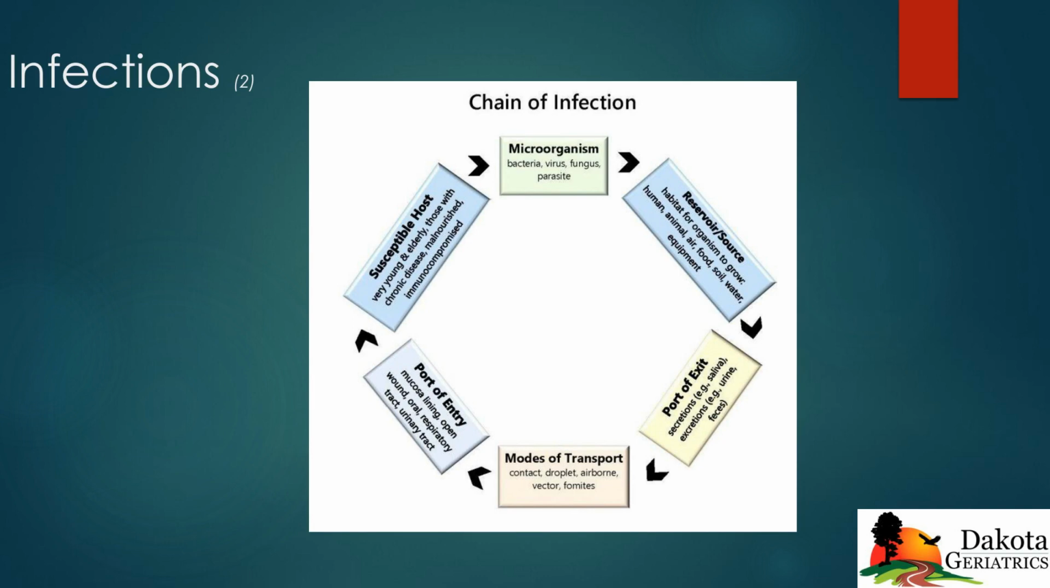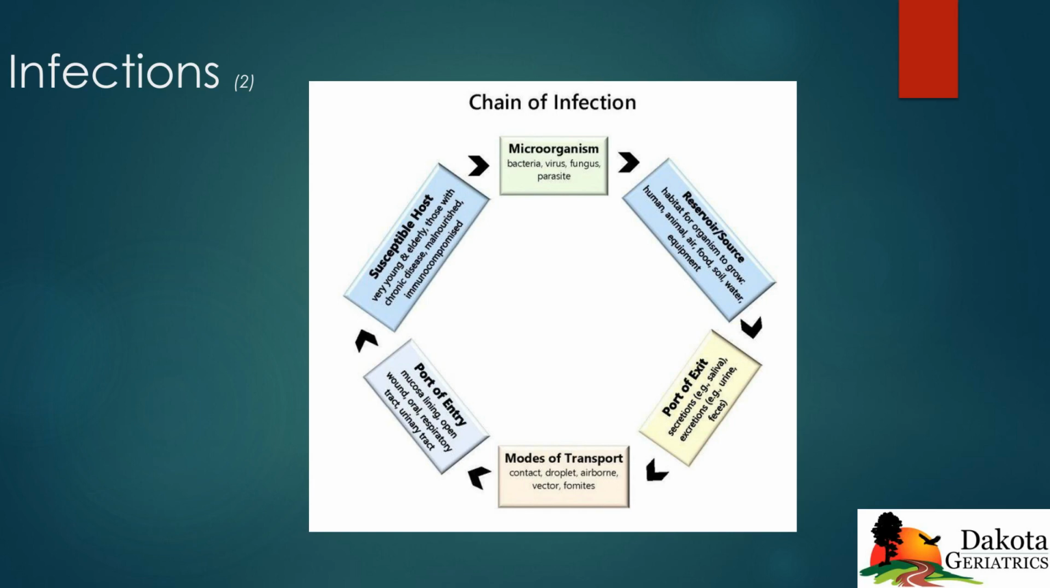There are 6 things needed for an infection to occur. The first thing needed is the microorganism, or the germ. Then there must be a reservoir or a source where the germ can live and grow, such as in other people or animals. Germs can live and grow in the soil or in food or water.